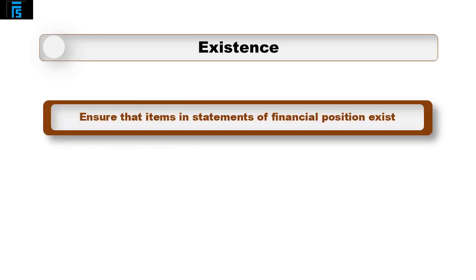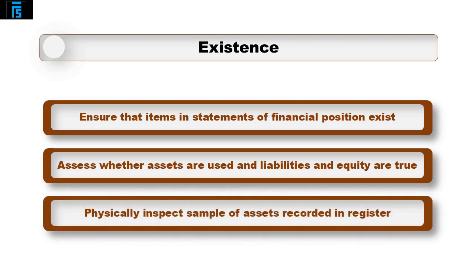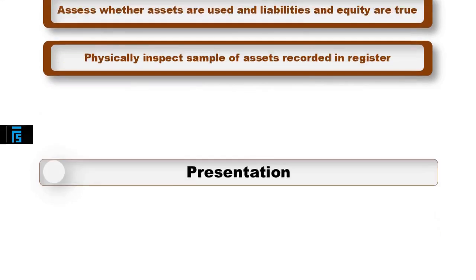Existence is to ensure that items in the statement of financial position actually exist. Audit tests are designed to assess whether assets are being used within the business. An example would be to physically inspect a sample of assets recorded in the asset register.